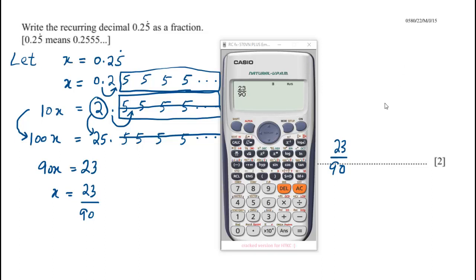You can verify your answer from the calculator. Look here, 0.25555. This 6 is because there is no space available on the right side of the calculator, so the calculator has rounded up this digit. Because of the rounding. Otherwise it is 5.